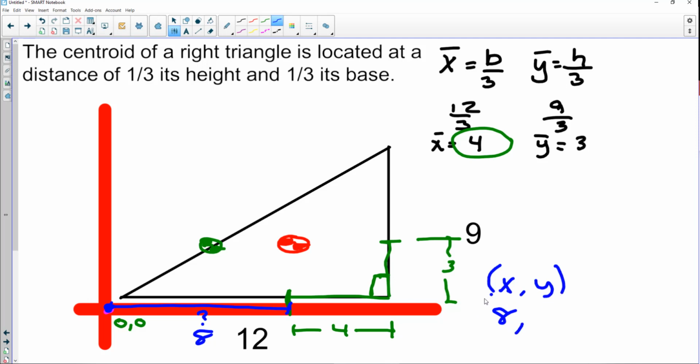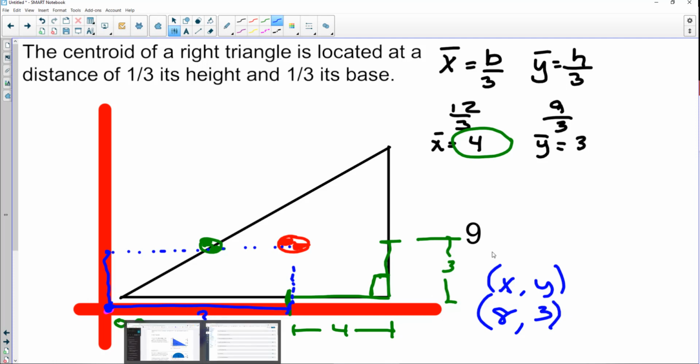And my y-coordinate, right? If I started here and I walked up to here, that would be 3. So the coordinates of my centroid are 8 and 3. The key here is to remember that on a right triangle, when you do base divided by 3 and you get the answer, you start at the right triangle and walk away from it. Okay, so let me give you another example.